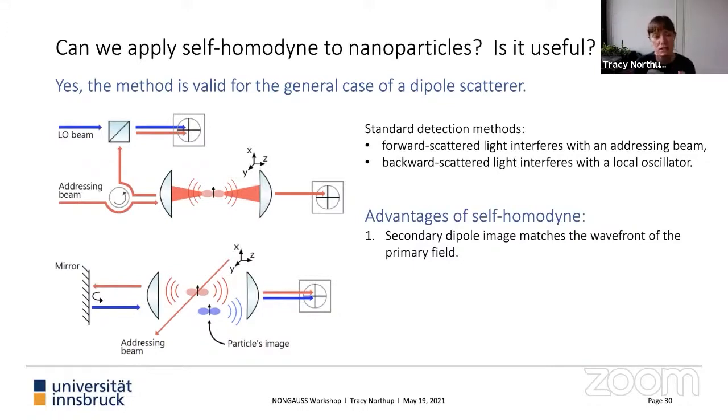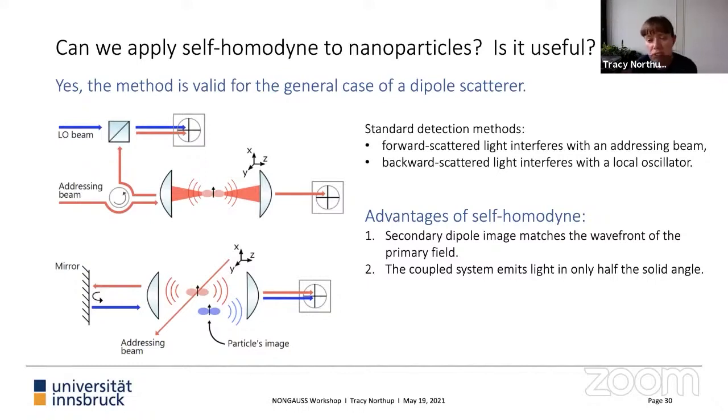In particular, this secondary dipole image matches the wavefront of the primary field. So you could either use a curved mirror, or maybe more practically, you could use what's shown here in the sketch, a lens plus a flat mirror. The idea is that you're really imaging the particle so that you have a matching wavefront, in contrast to the local oscillator, which is not going to match the wavefront of the particle emission.